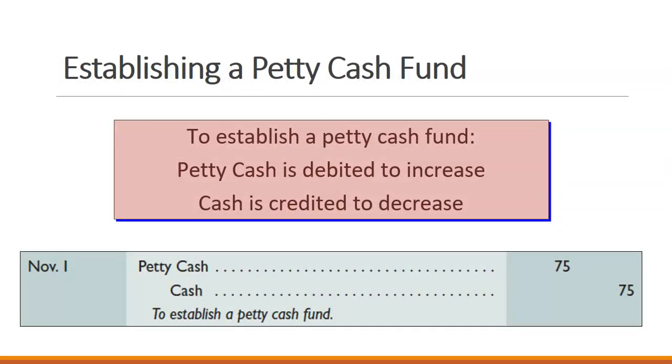When we establish a petty cash fund, we're going to debit petty cash and credit our cash account. We generally keep petty cash in a locked cash box somewhere in the office and have someone who has the key and is allowed to distribute funds from that box.